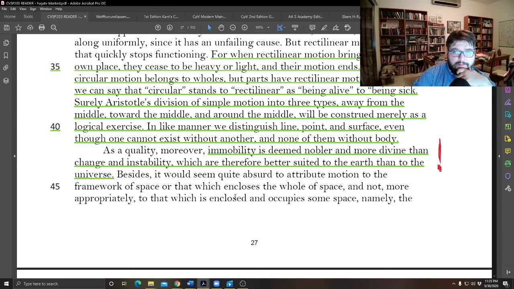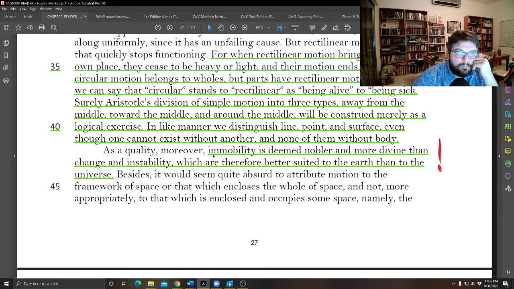Here's an interesting argument. I won't go through this one, but you can read through this yourself. Here he says, maybe we should ascribe motion to the Earth instead of to the universe, because immobility is deemed nobler and more divine than change and instability. This has always been part of the Aristotelian view. Again, he's taking part of the Aristotelian view, which is that motion, but of course motion in a straight line, is less divine and is unstable. And immobility, they never said immobility is nobler. They said motion in a circle is nobler and more divine. And ultimately, immobility is even more divine than circular motion, right? Because only God is unmoved, right?